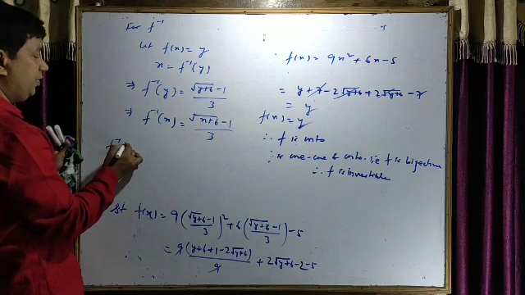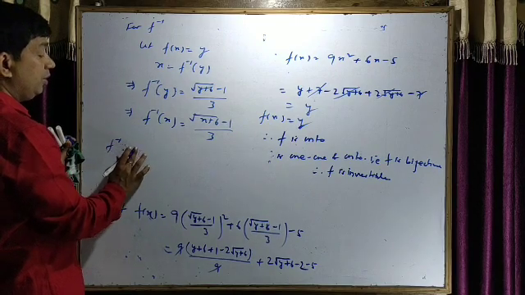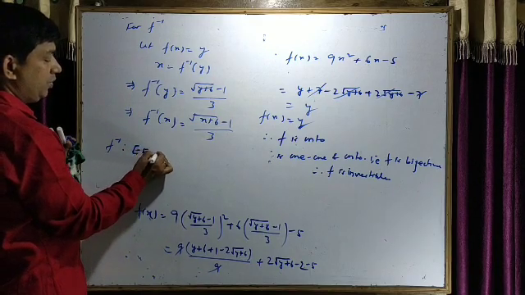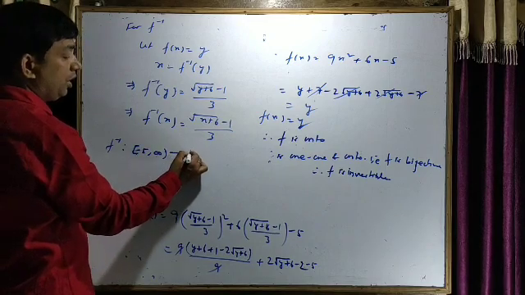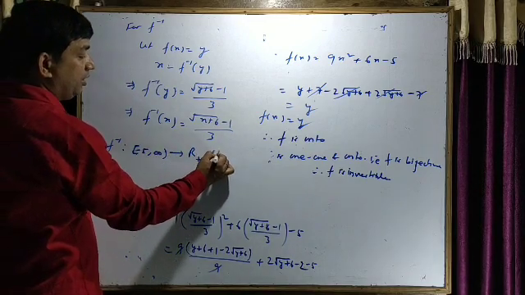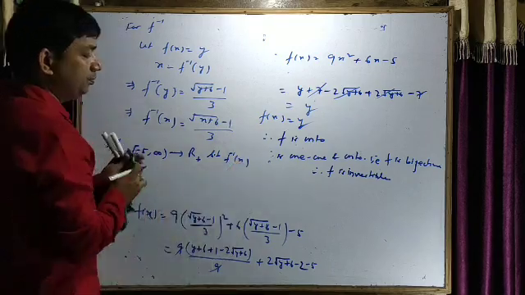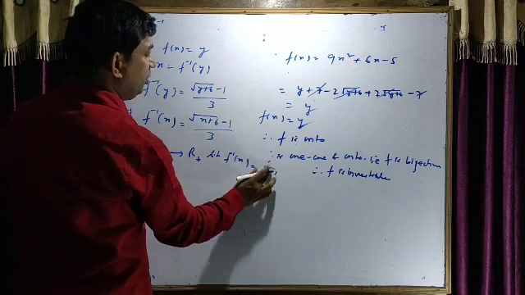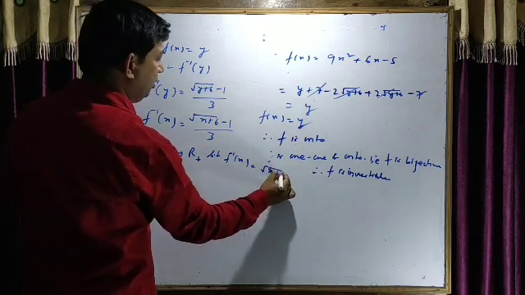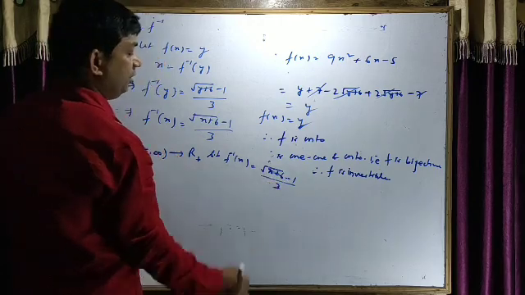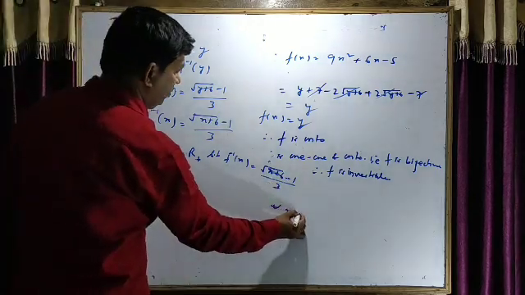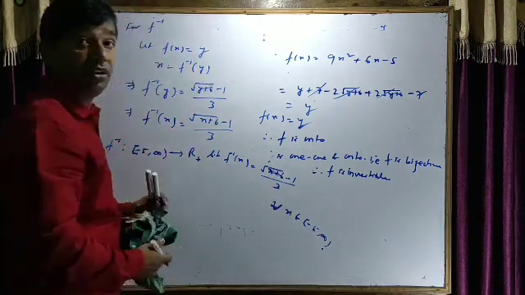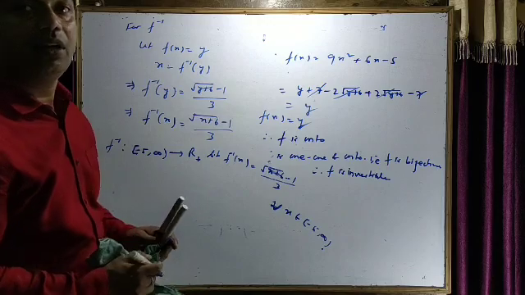f inverse is a function from [-5, infinity) to R plus such that f inverse of x equals (root under x plus 6 minus 1) by 3 for all x belonging to [-5, infinity). So this is the required answer.